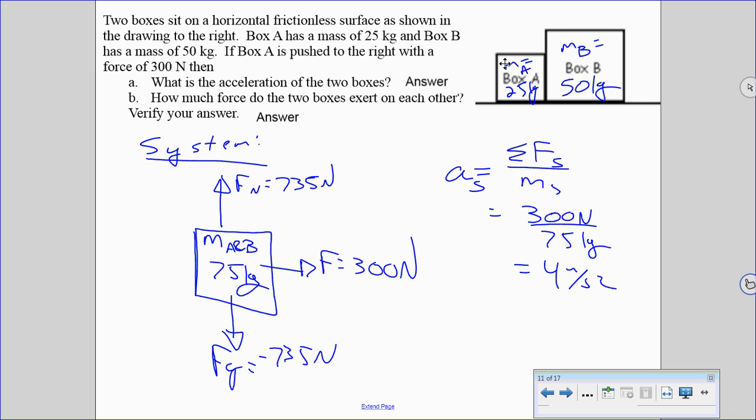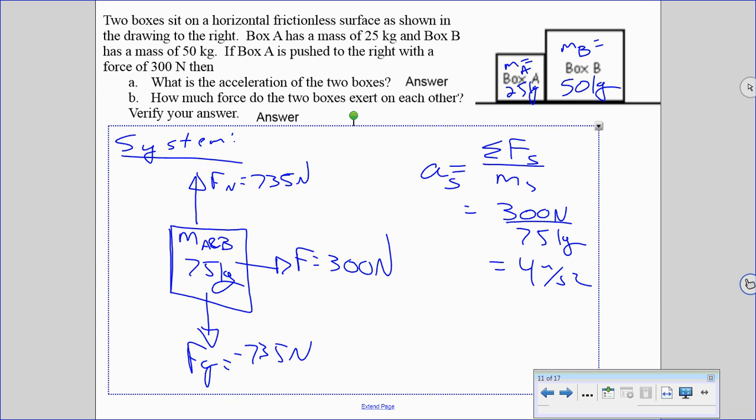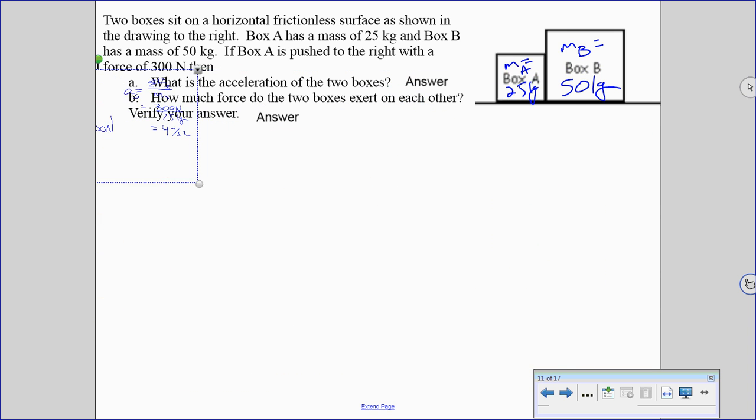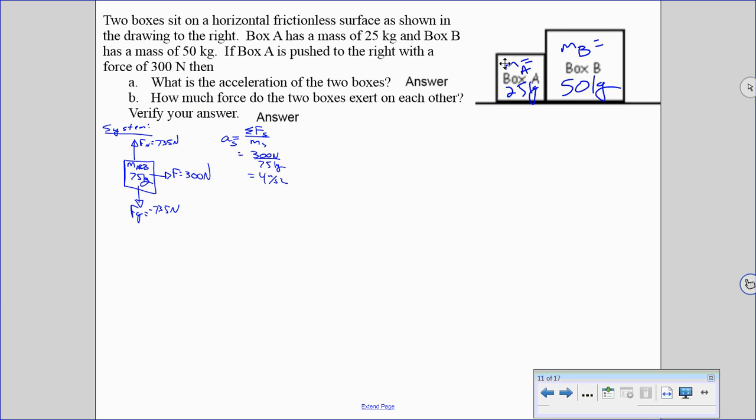Everybody good up to there? Have you guys seen problems like this? Yes? Okay. Some honors classes do this kind of stuff, some don't. I wasn't sure if you guys had done it before or not. All right.